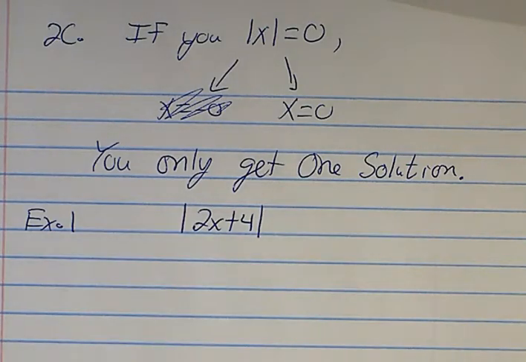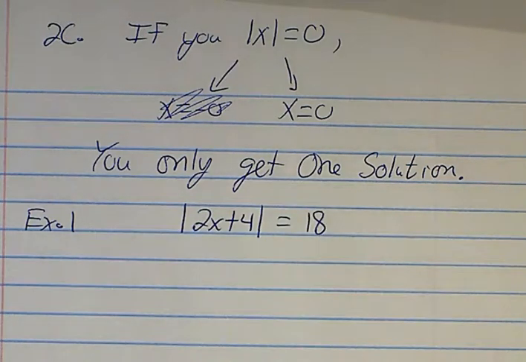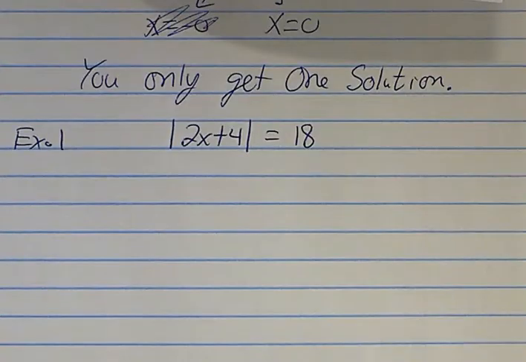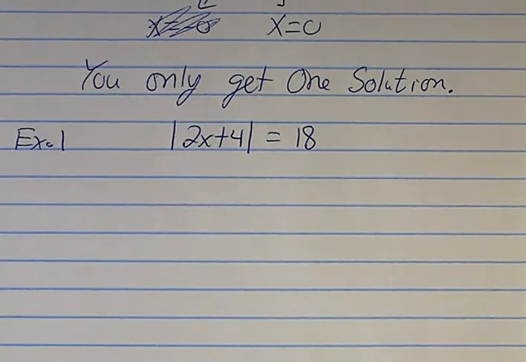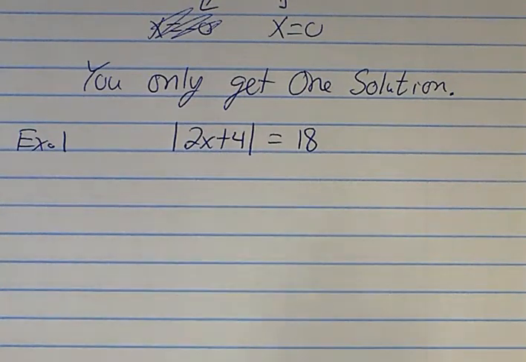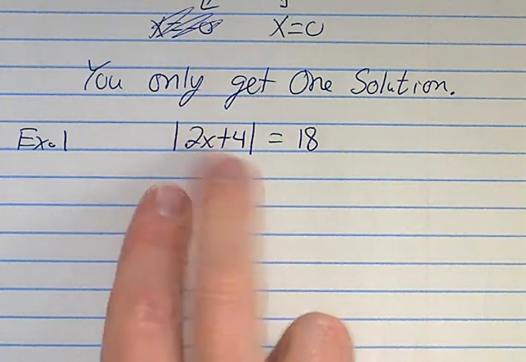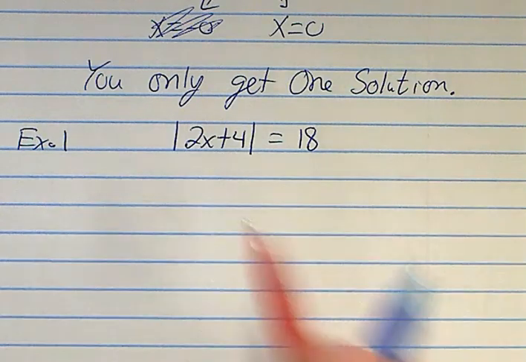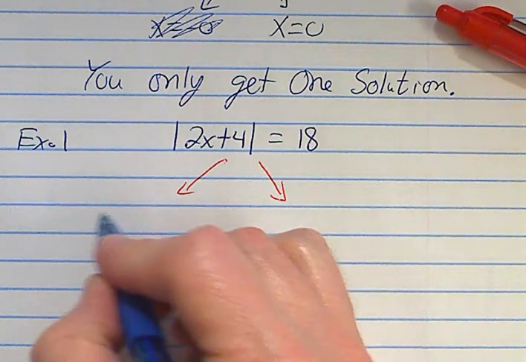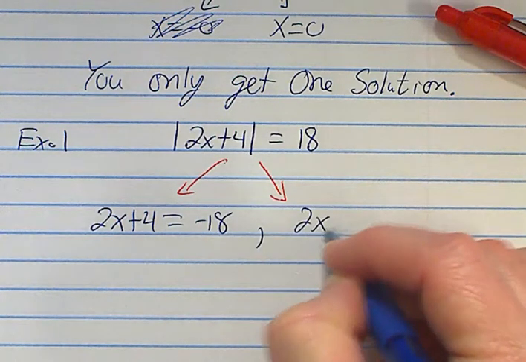So let's go with the absolute value of 2x plus 4, and let's let that equal 18. Now this one is a little bit shorter because you've already got the absolute value by itself. There's nothing on the outside of it. We've got the 18. And once you've got this absolute value all by itself, one time the number on the inside could be negative 18. So we're going to let 2x plus 4 equal negative 18. Or that number on the inside could be a positive 18.